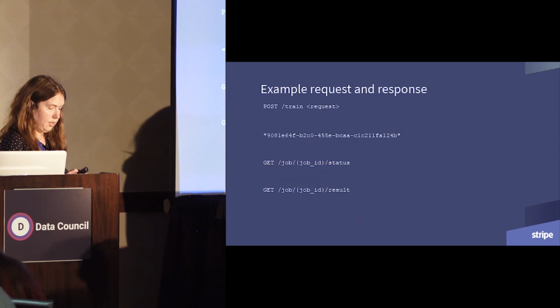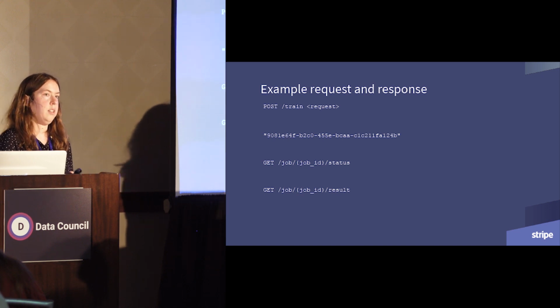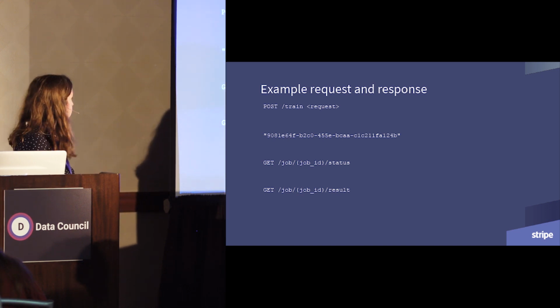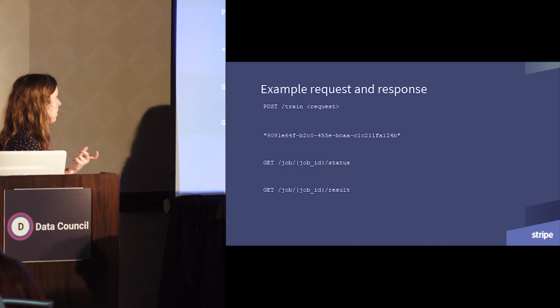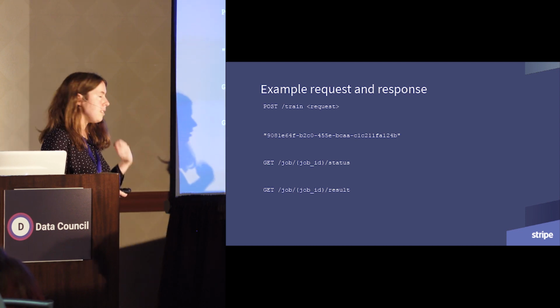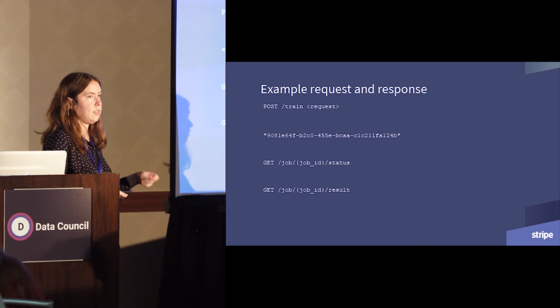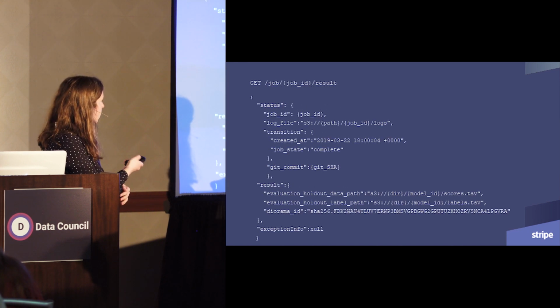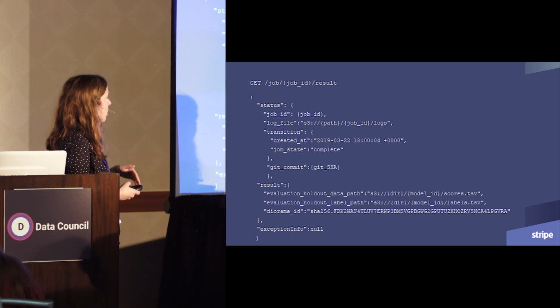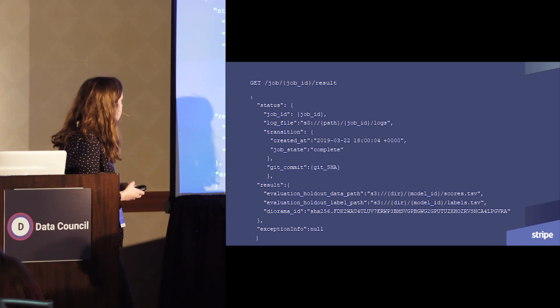And so if you're the user, this is sort of like what your interaction looks like, where you post to the train endpoint with your request. What you get back is this job ID. And then you can check the status of the request, or you can fetch the result. And you can also automate these into other services. And then when we're looking at the result, here's an example of a successful job that's been run.